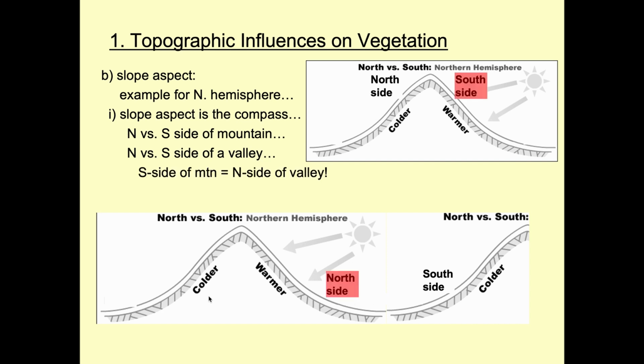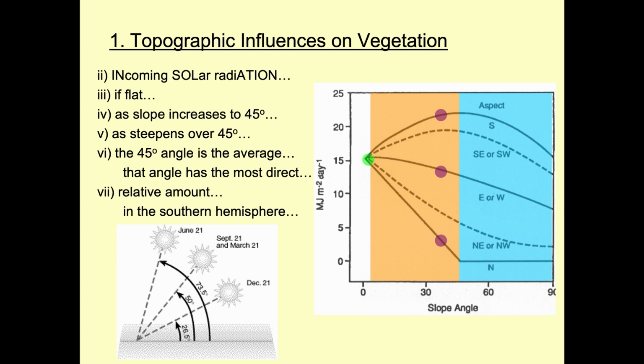You just have to remember that. So clearly the amount of incoming solar radiation on a slope is influenced by the slope aspect. However, it's also influenced by the slope angle. Now, if the ecosystem is flat, there is no aspect, and all of those sites within that system get the same amount of incoming solar radiation.